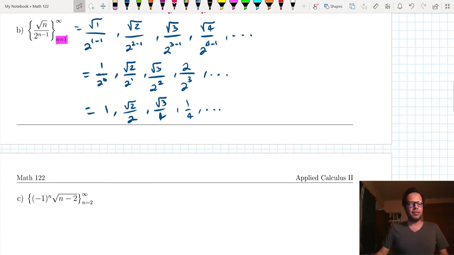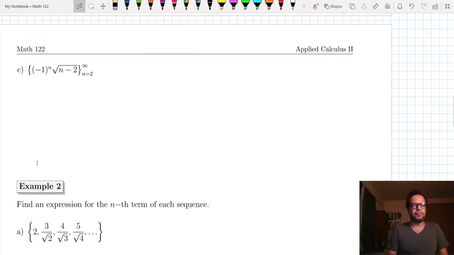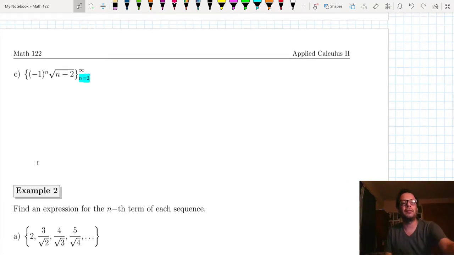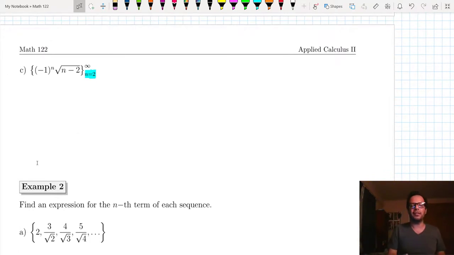So let's see, what about the next example, letter C. Notice in this case, unlike the previous examples, the sequence doesn't start at 0 or 1, it starts at 2. So this is what we're going to do. And also be careful with this factor right here, this negative 1 to the nth power. This is what we call typically an alternating factor.